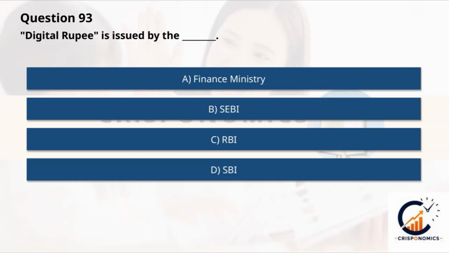Here, we're looking at who issues the digital rupee. The options include the Finance Ministry, SEBI, RBI, and SBI. The key point is that the digital rupee is issued by the Reserve Bank of India, or RBI. This highlights the central bank's role in managing the country's digital currency, ensuring trust and regulation in this new form of money. Understanding this helps us see how digital currency fits into the larger financial system.